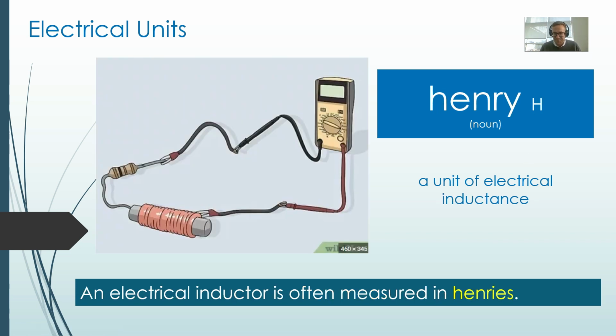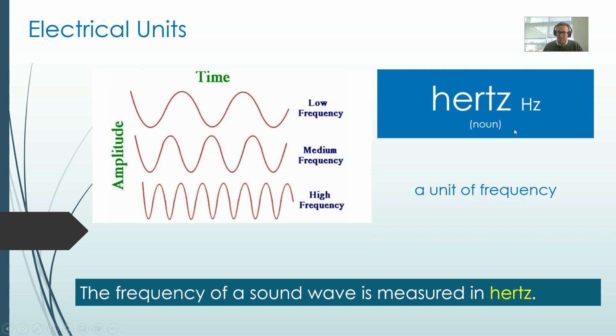Henry. This is a unit of electrical inductance. So again, you can see in the picture we have this wire wrapped around. We're trying to see how much electricity can be inducted. For example, an electric conductor is often measured in henries. Now, Henry is quite easy to spell. It's a name in English. You can also write capital H for the symbol.